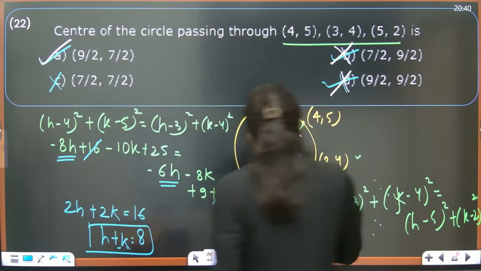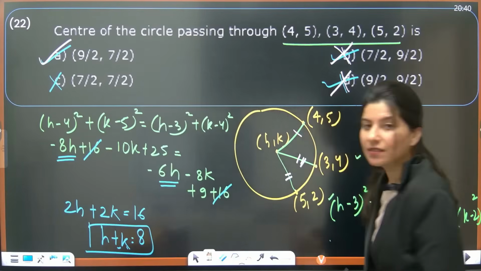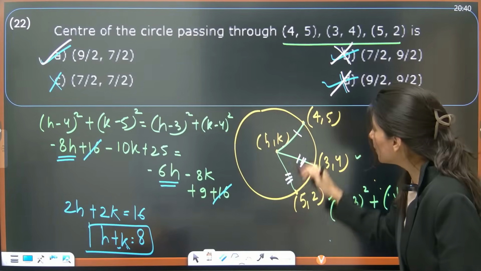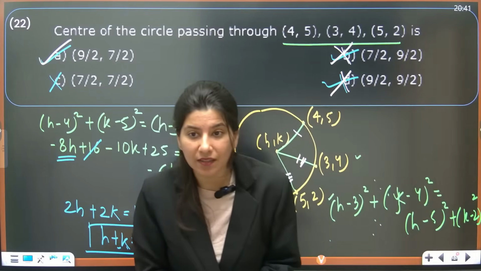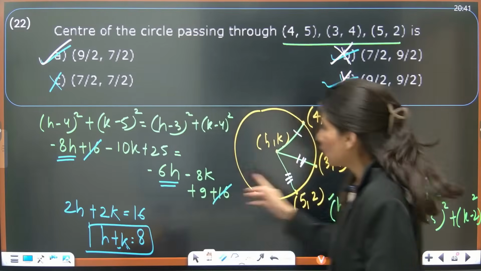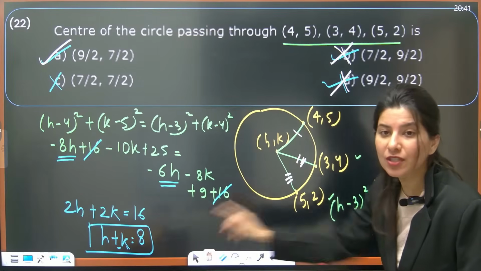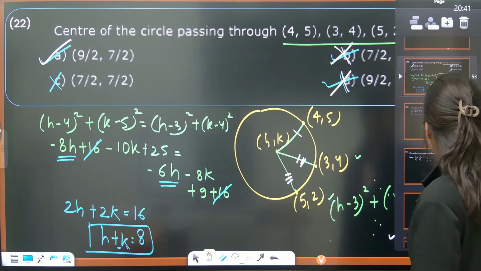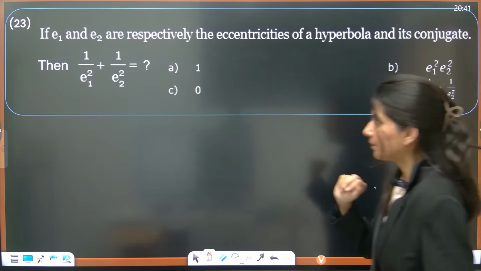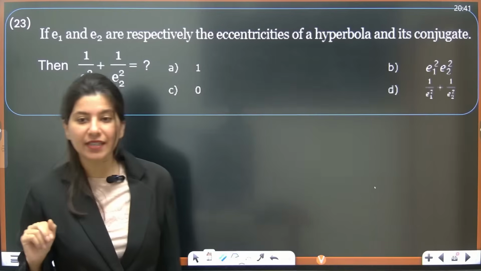Same thing you have to do between this and this. Now take another case. So this is also radius, this is also radius. So another equation in h comma k you will get. Okay. So again, if you solve two equations in two variables h comma k, this answer will match with option number A. Another question on your screen.